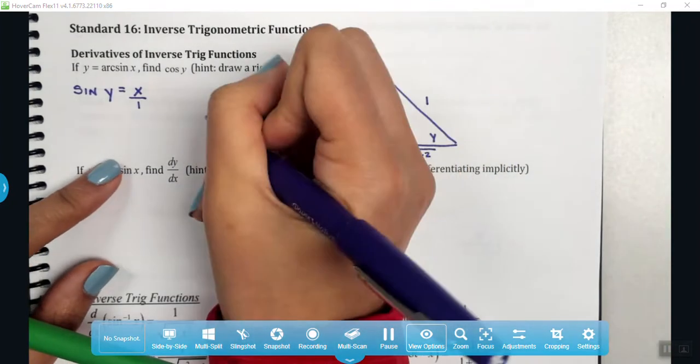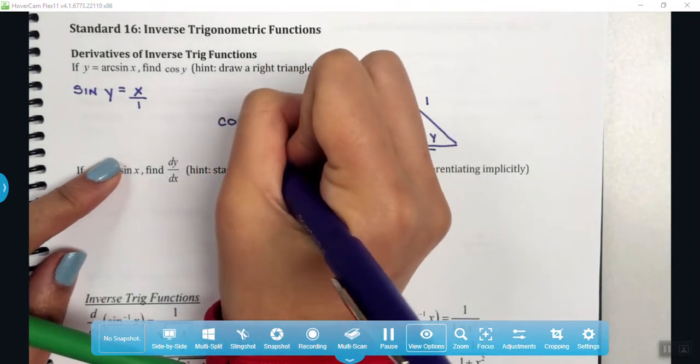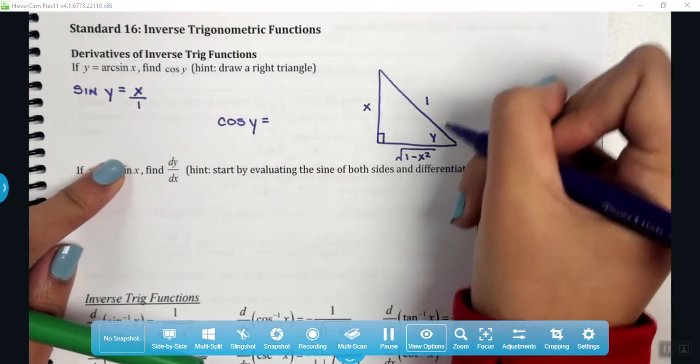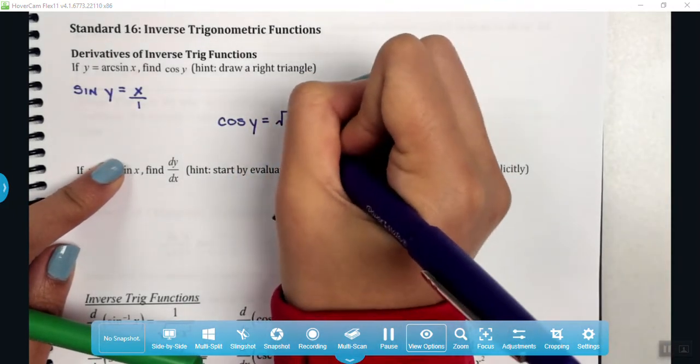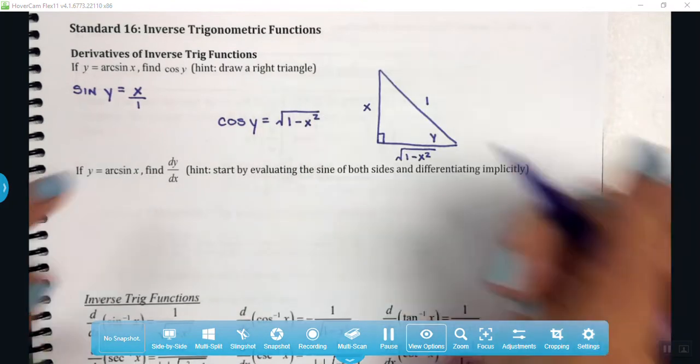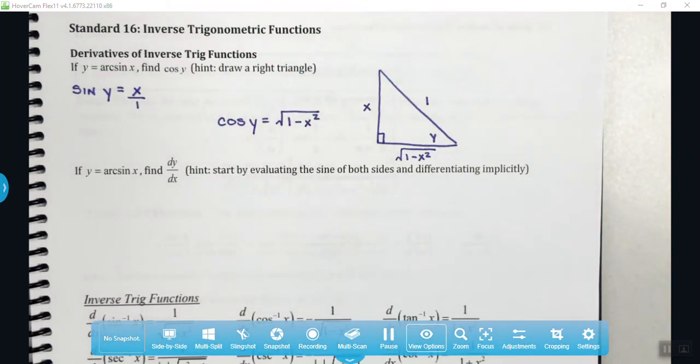Okay, so cosine of y is adjacent over hypotenuse, square root of 1 minus x squared. All right, does that make sense to everybody?